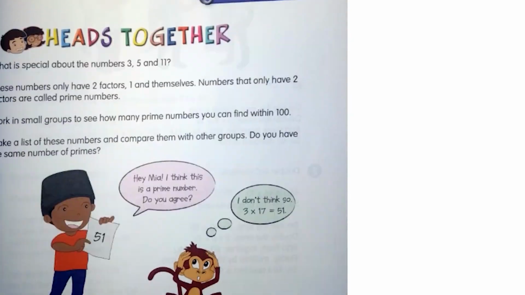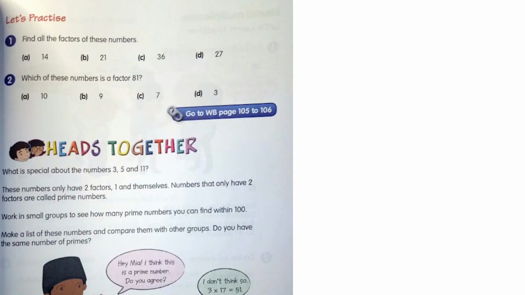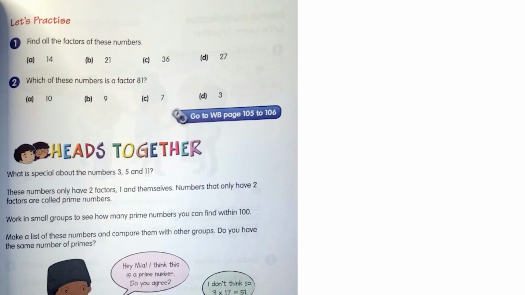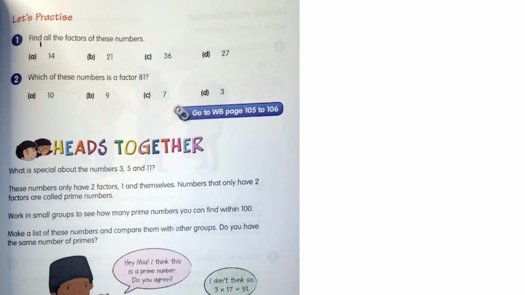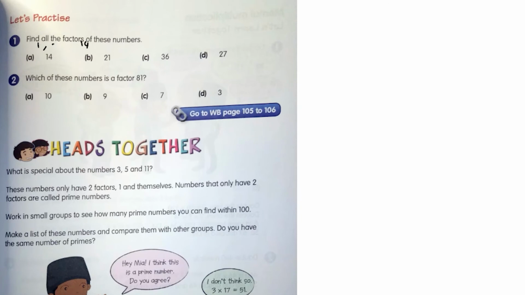Next, find all the factors of this number. Okay, this is 1 times 14, 2 times 7. Okay, now 21. 1 times 21 and 3 times 7.